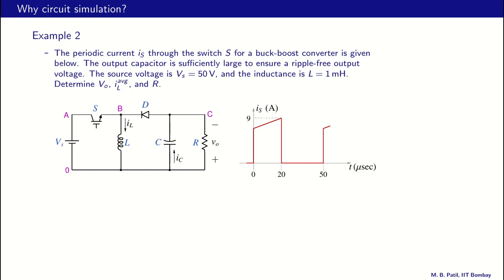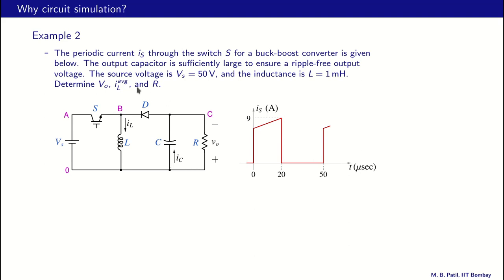Let us consider this next example now, which is more complicated than the earlier one. So the problem statement says that the periodic current Is through the switch S for a buck boost converter is given below. So that is the current that we're talking about, and here is the waveform for that current. This interval in which the switch is conducting is 20 microseconds. The interval in which the switch is not conducting is 30 microseconds, and also this peak switch current value is given to be 9 amperes.